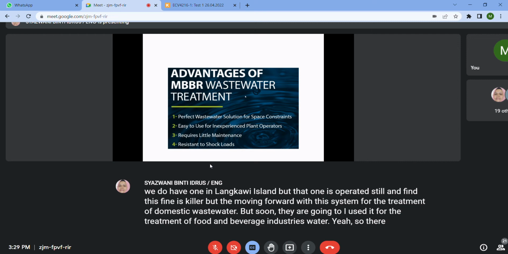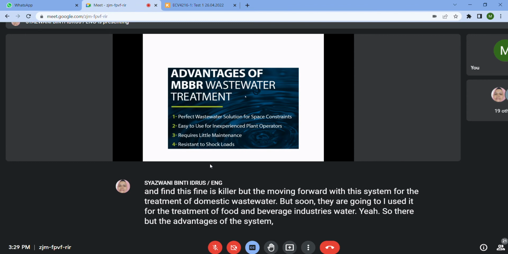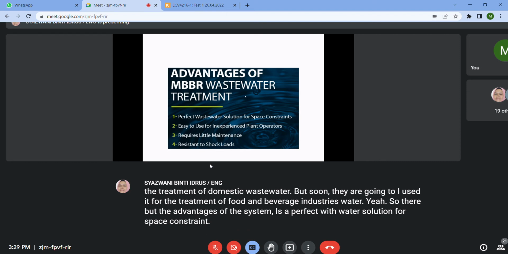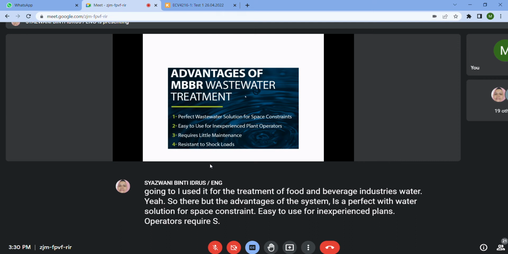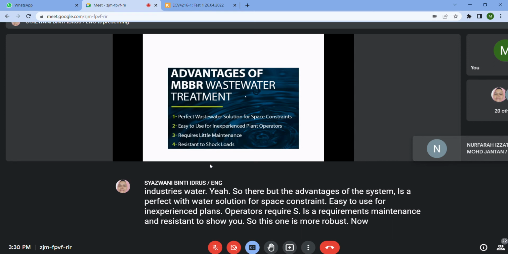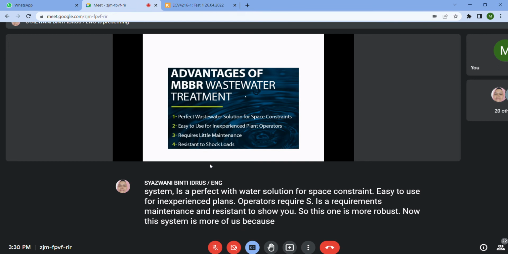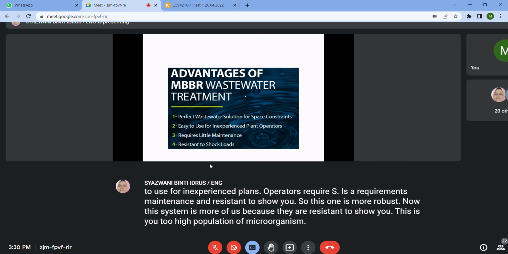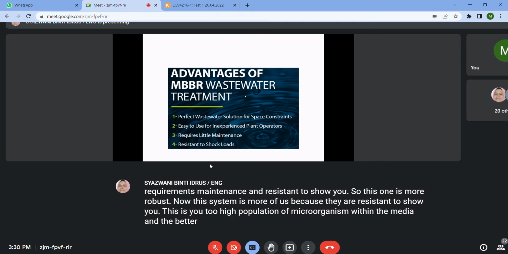So the advantages of this system: a perfect wastewater solution for space constraints, easy to use for inexperienced plant operators, require little maintenance and resistant to shock load. So this one is more robust. The system is more robust because it is resistant to shock load. This is due to the high population of microorganisms within the media and the better surface area.